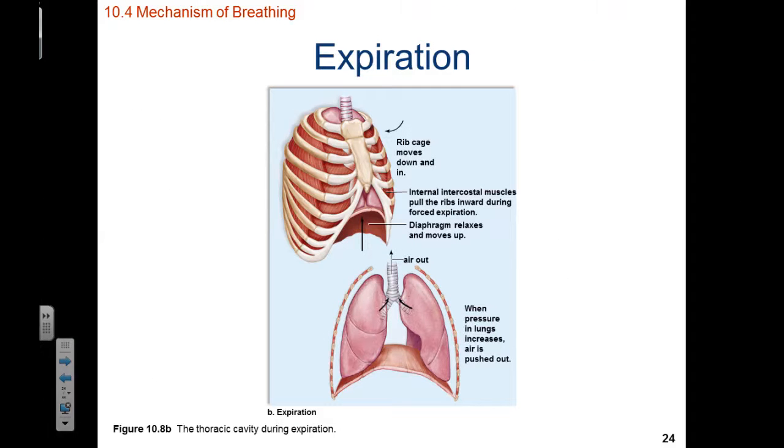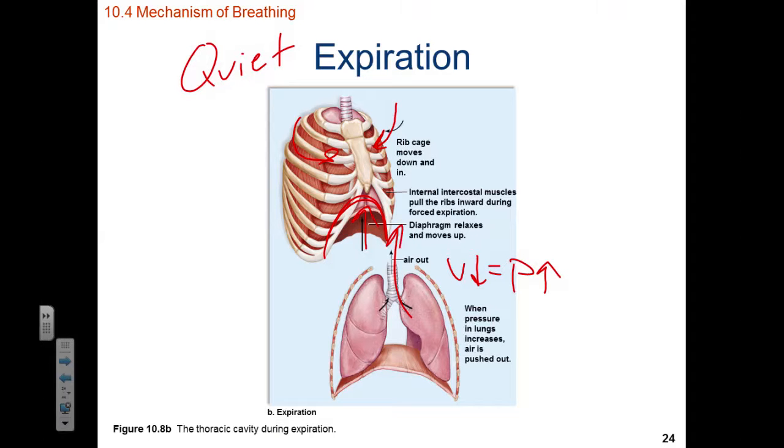So during quiet or at-rest expiration, the diaphragm goes back up again, and then the rib cage moves down and in, causing the volume to decrease, pressure to increase, and air to rush out of the lungs.